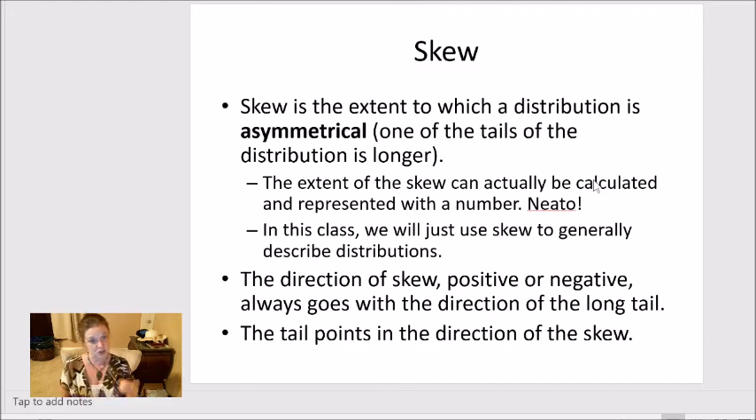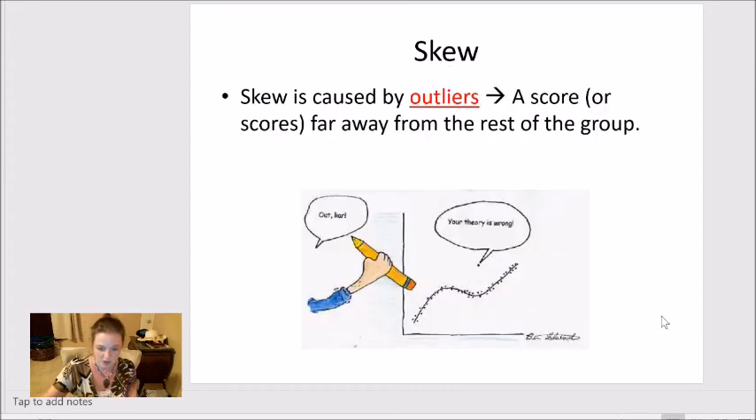We say that a distribution is skewed if it's got one peak, but then there are more extreme scores only on one side. The side where there are more scores far away from the peak, we say that it is skewed in that direction, because the average is going to get pulled in the direction of that skew. And so let's look at a picture. So what causes skew? Skew is caused by outliers being on only one side.